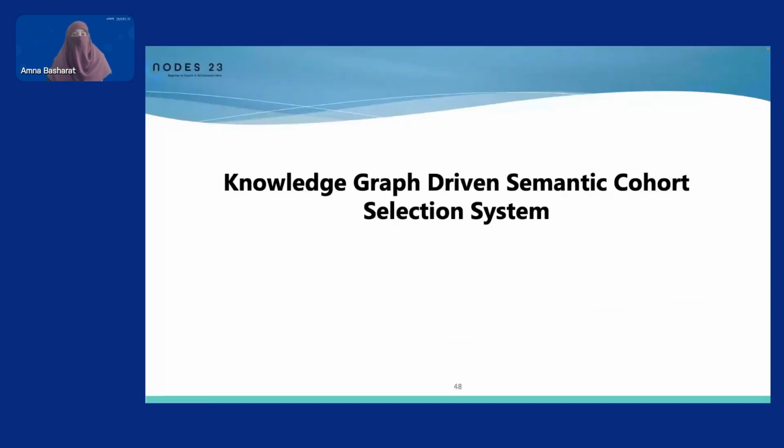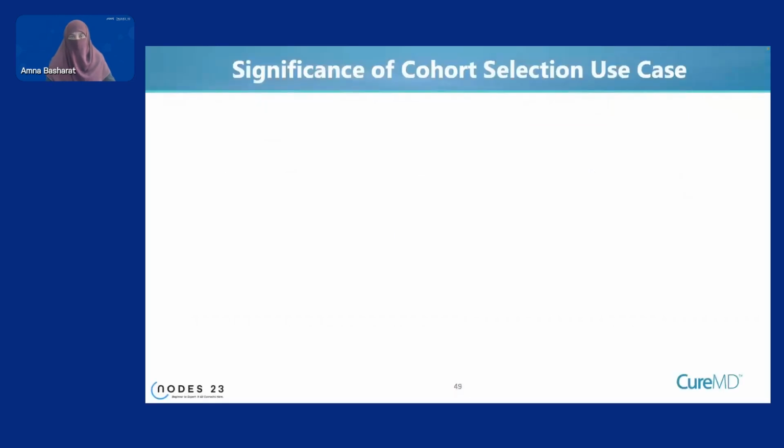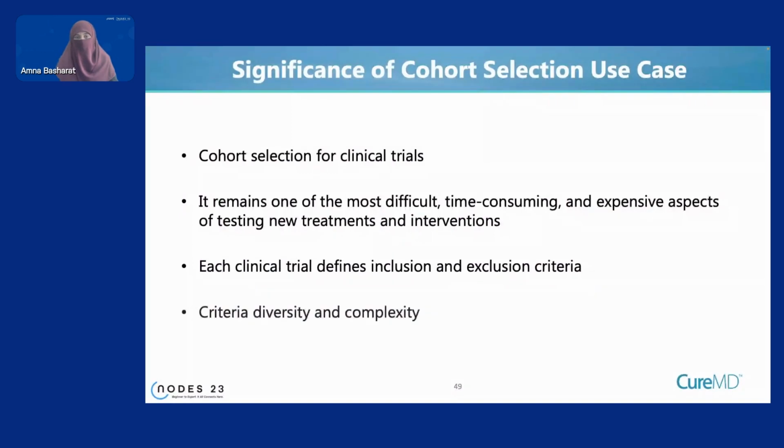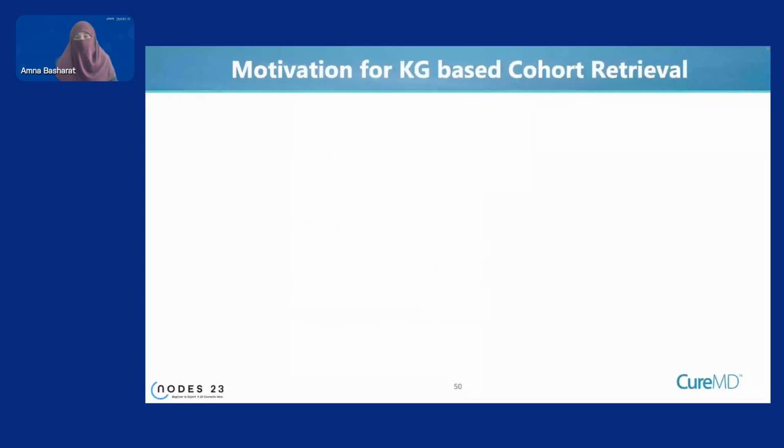The next thing that we went on to do for the knowledge graph was we focused on one specific use case, which is the cohort selection use case. If I were to talk about the significance of cohort selection, we understand that cohort selection is primarily done for clinical trials, and it remains one of the most difficult, time-consuming, and expensive aspects of testing new treatments and interventions. Whenever there's a clinical trial that's going to happen, it defines some inclusion and exclusion criteria for patients that ought to be recruited in a particular cohort. And this criteria is often diverse and complex.